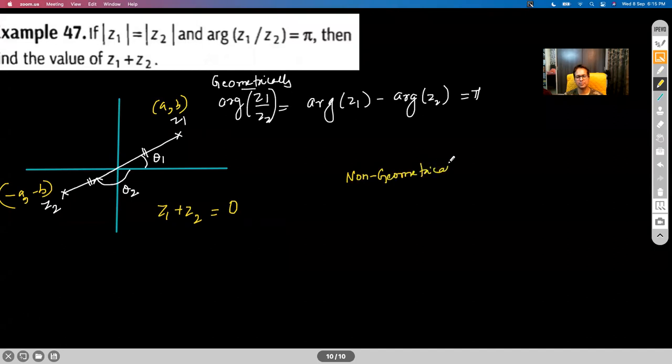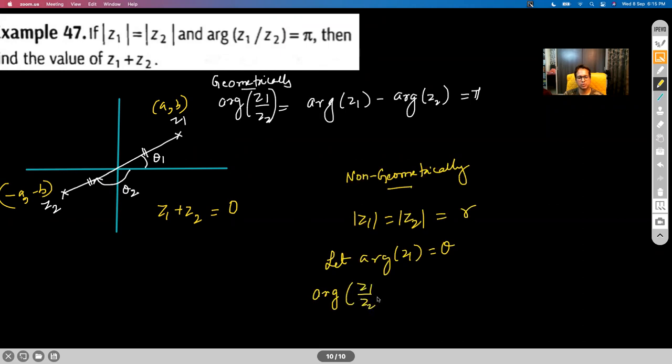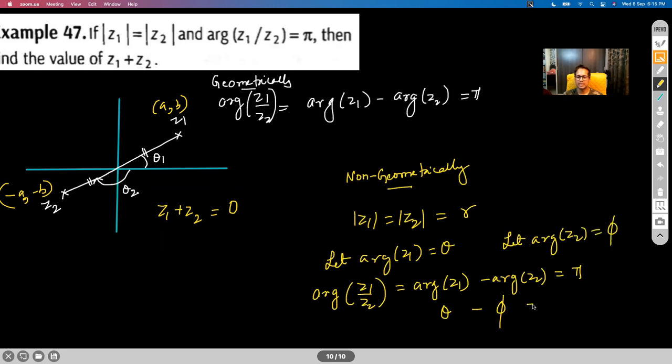Non-geometrically, if you want to solve it, let us say modulus Z1 and modulus of Z2 are same and this is equal to R. And let argument of Z1 be theta. Now, as per this relation, argument Z1 by Z2, which is argument of Z1 minus argument of Z2. If this is theta and let's say argument Z2 is phi, then you have been given that theta minus phi is pi. So from here, we can interpret that phi is theta minus pi, correct?